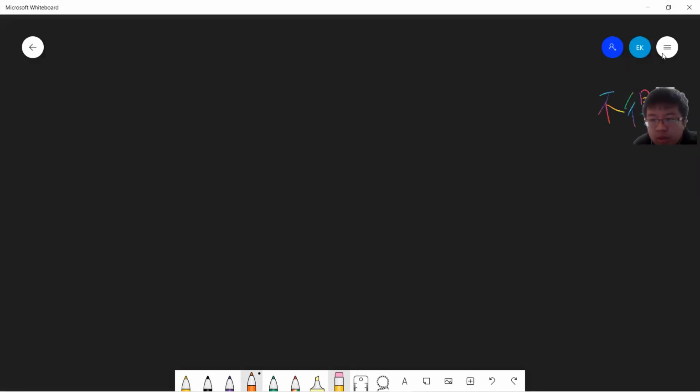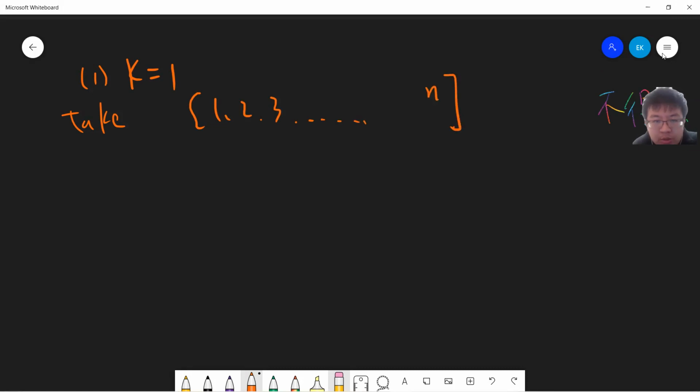Okay, so let's consider the limit cases. The simple case is k equals 1, right? So this is simple. You just take 1, 2, 3, and so on. So there are differences 1, 1. The second case is, what is the largest k? The largest k should be n minus 1, right? Because you at most have n numbers, and so n minus 1 differences.